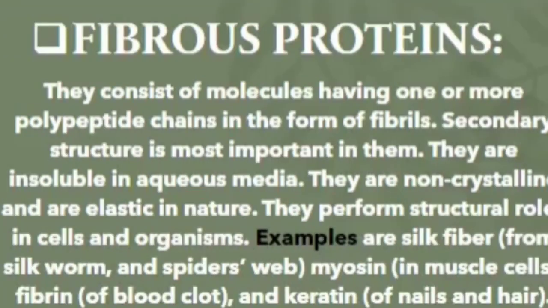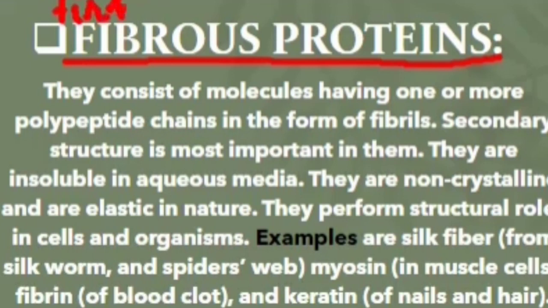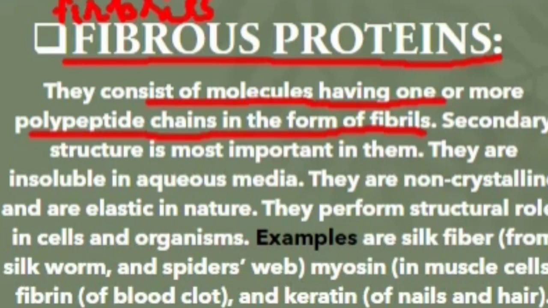So the first type of classification of protein is fibrous proteins. The word fibrous refers to the fibril. These fibrils form a long chain and then fibrous proteins are formed. These fibrous proteins consist of molecules having one or more polypeptide chains in the form of fibrils. Fibrils means small and flat threads. These threads form polypeptide chains in the form of fibrils, and these fibrils form fibrous proteins.